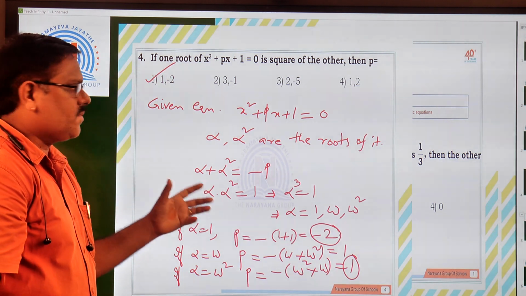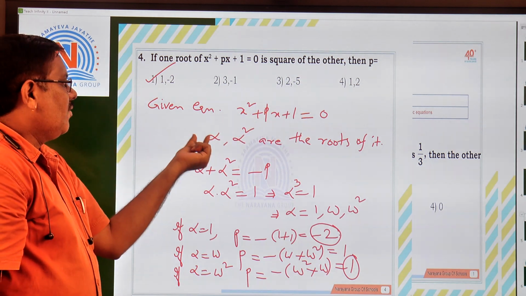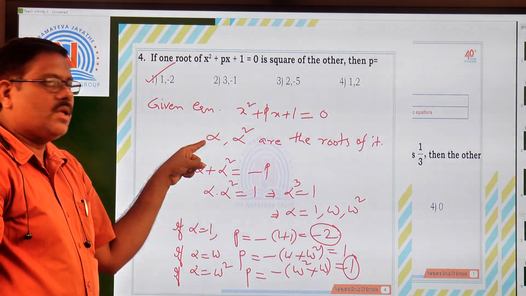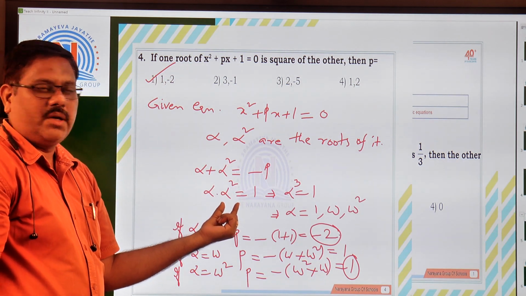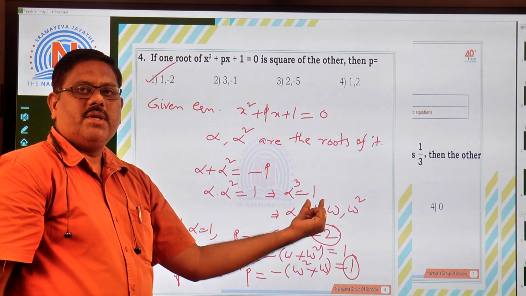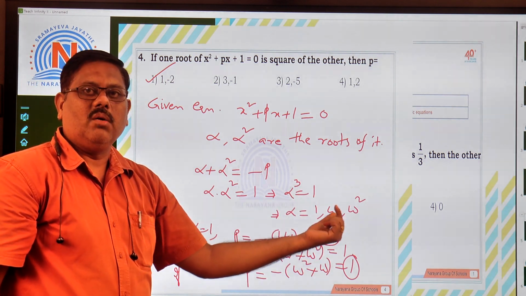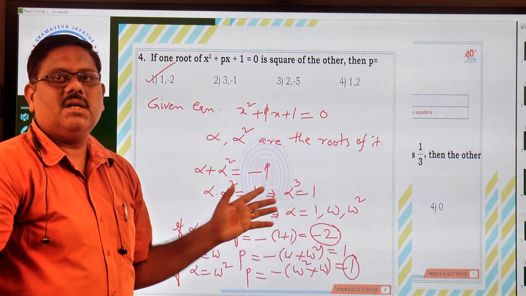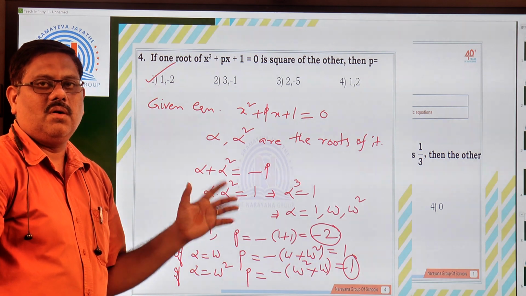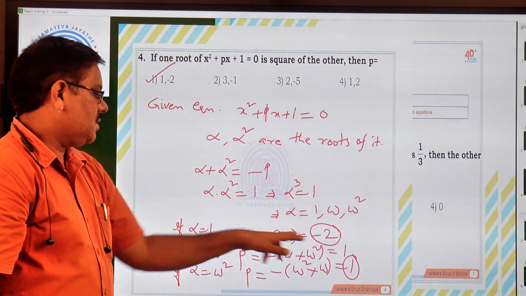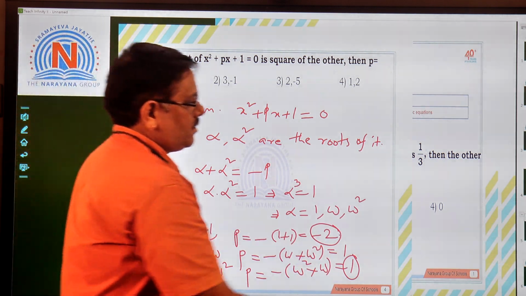So again in this question, x square plus px plus 1 is 0, he is saying, and 1 root is the square of the other. So we assumed the roots as alpha and alpha square. Again the sum of the roots and product of the roots concepts are used, and here alpha cube is 1. Alpha cube can be 1, then alpha takes the values 1, omega and omega square, where 1 is a real root and omega, omega square are complex roots. That is how we got the answer for p as minus 2 and 1. Now let us move to the next question.